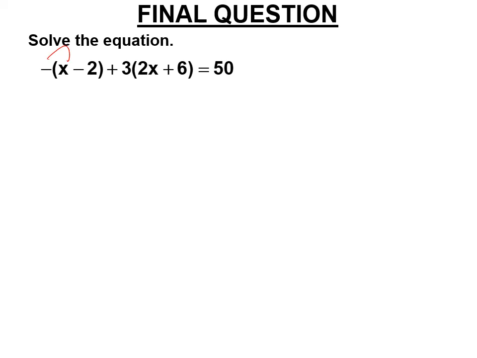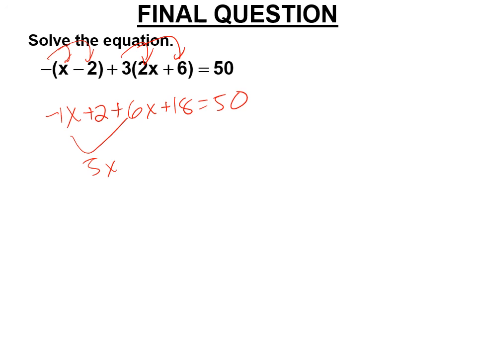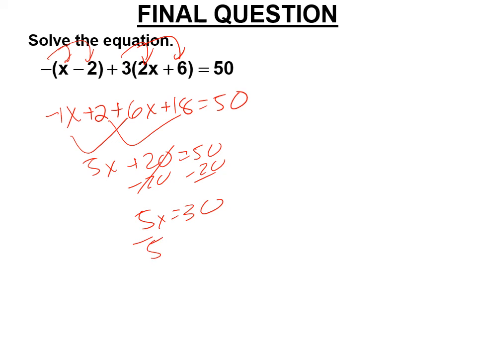Okay, distribute a -1 here. I like to write the -1 in at that point, so I don't forget to do it. -1x plus 2. We have to distribute here, plus 6x plus 18 equals 50. -1x plus 6x is 5x. 2 plus 18 is 20. Subtract 20 from both sides. 5x equals 30. Divide by 5, x equals 6.